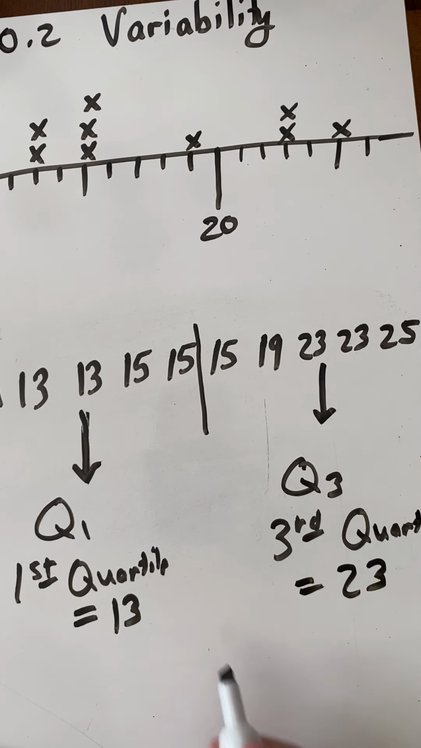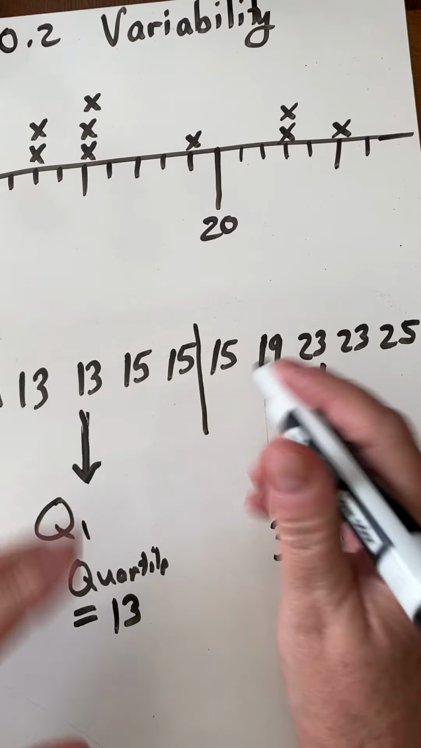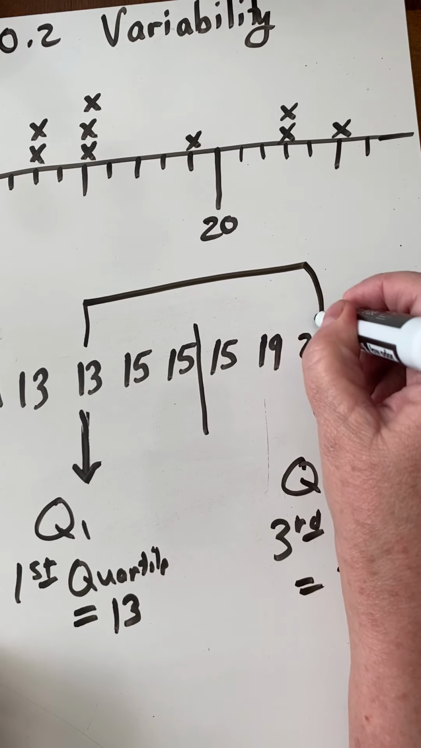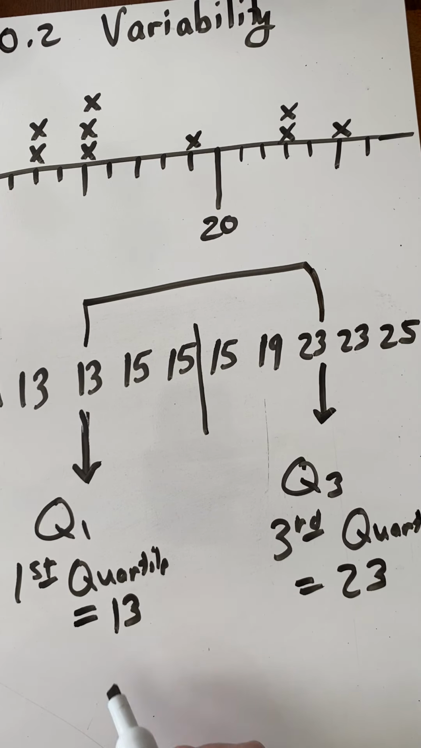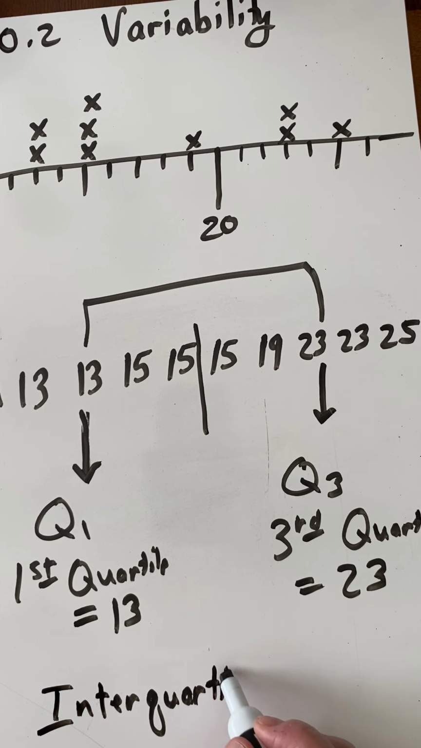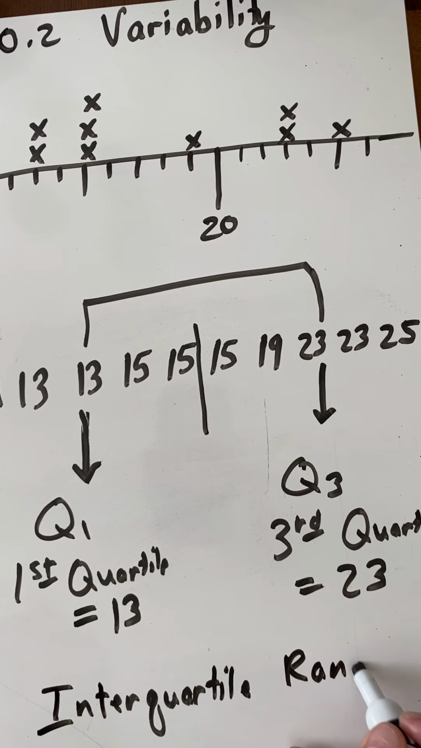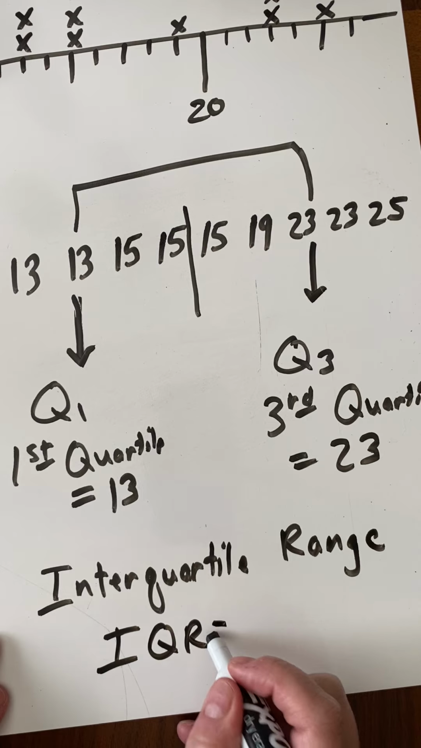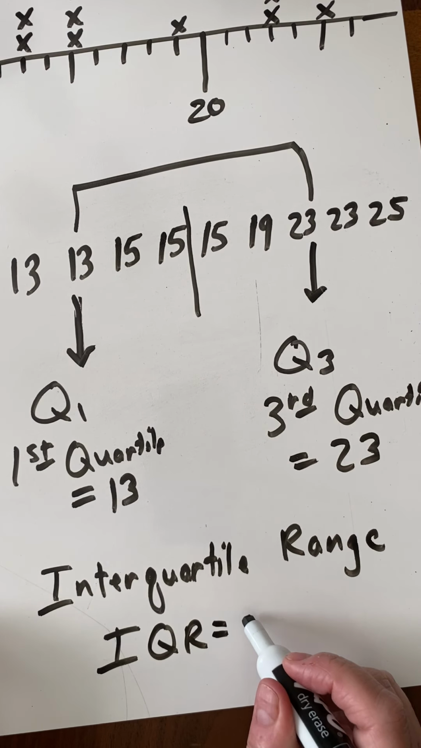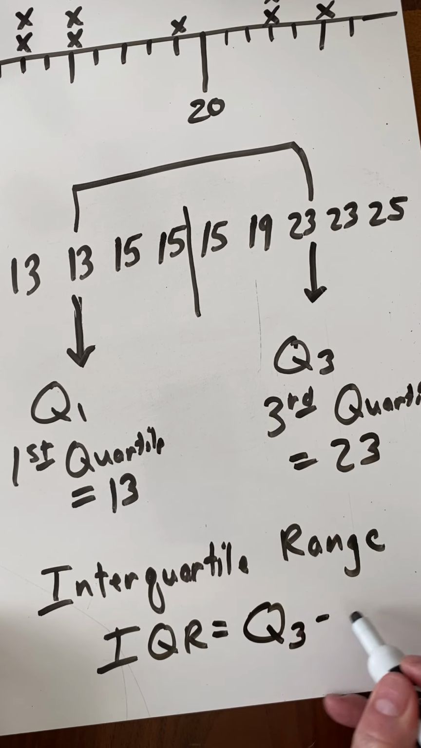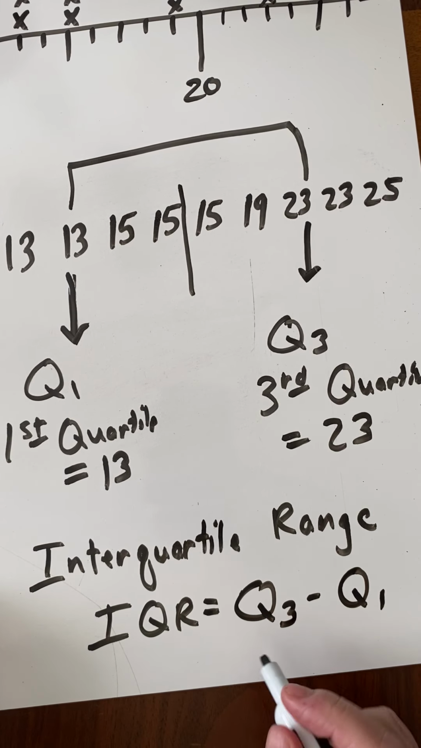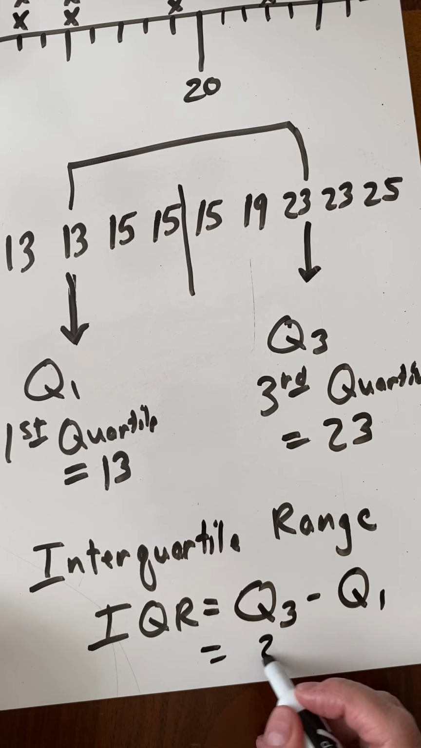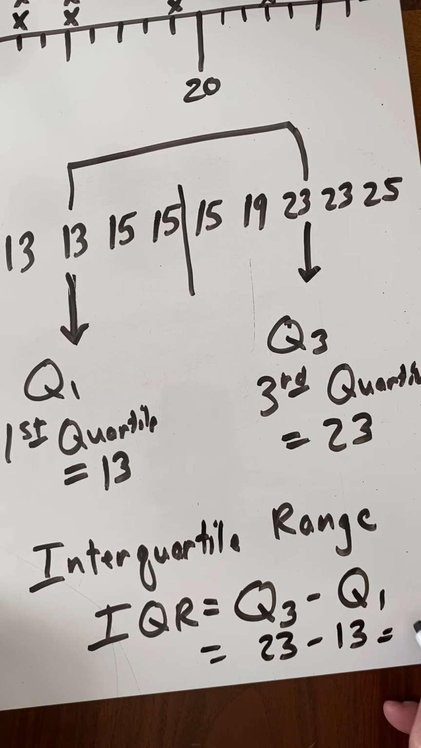So I have my interquartile range. I'm trying to find out what is the range of the middle of the data right there. I like to abbreviate interquartile range because I don't like writing it out, so I abbreviate that IQR. That's just going to be these 2 numbers subtracted: Q3 minus Q1, which in this case is 23 minus 13, which is a 10.